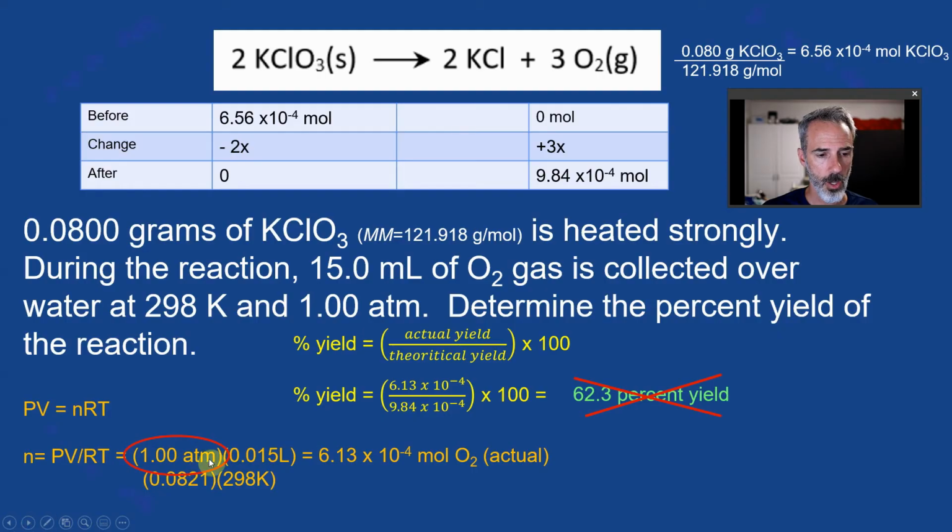All right, let's go look. So here was where the error we made was. We shouldn't have used 1 atm because that was not the dry pressure of oxygen. It was the total pressure, and we need to subtract out the water vapor pressure, and then we're going to run back through the math and see if we get the correct answer.